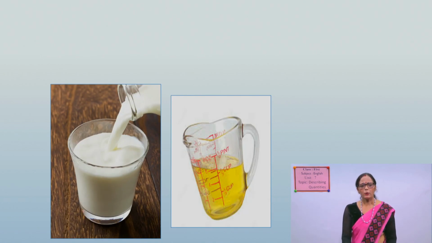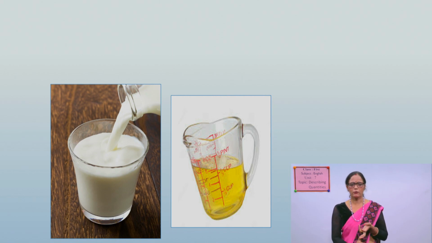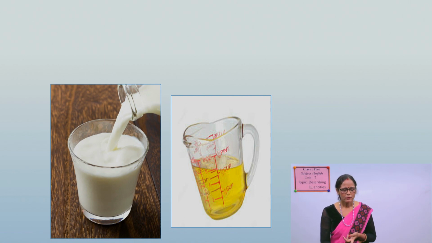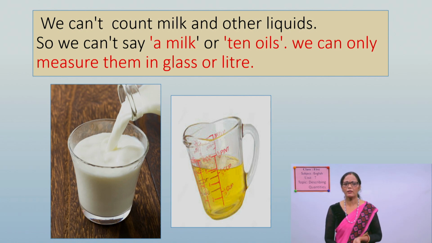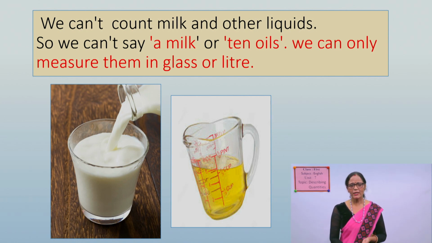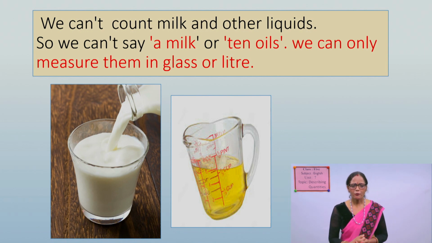Can we count milk, oil, and other liquids? Can we say a milk, 2 milk, 3 oil, 4 oil? No. We can't count milk and other liquids, so we can't say a milk or 10 oils. We can only measure them in glass or liter. We can say a glass of milk or a liter of milk or a liter of oil in this way.